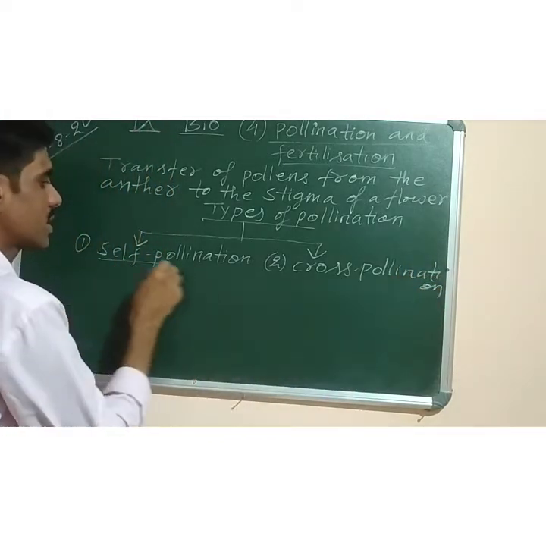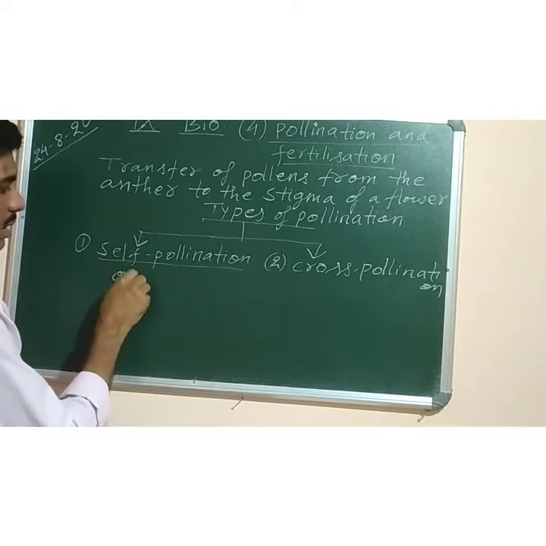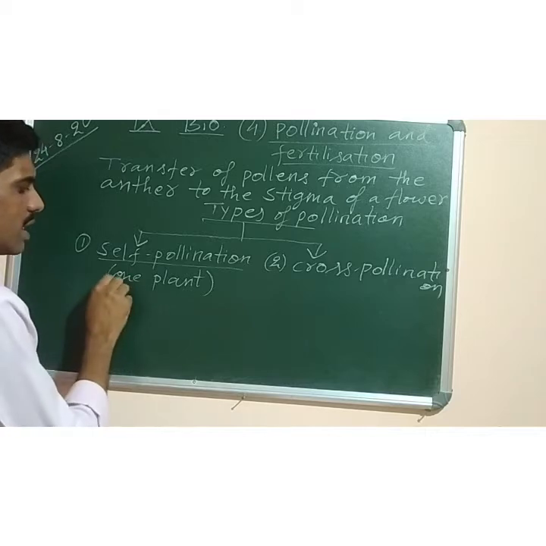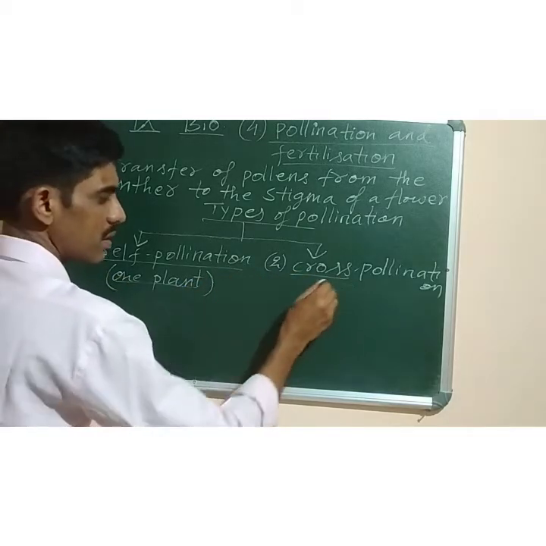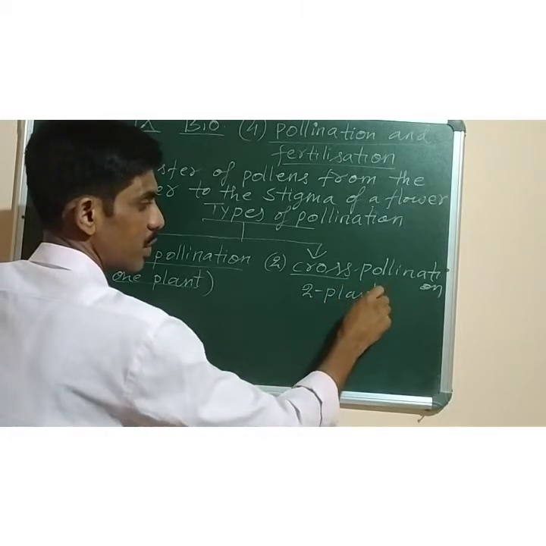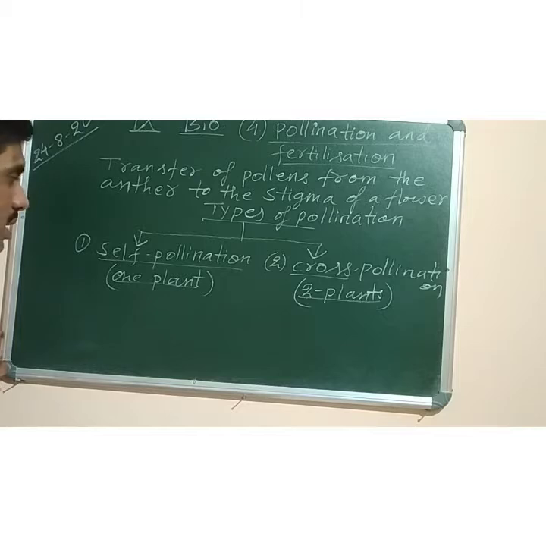Now self-pollination means only one plant is there. Within one plant that pollination takes place. And in cross-pollination, there are two plants which are required for this process to be done. Two plants are needed for cross-pollination.